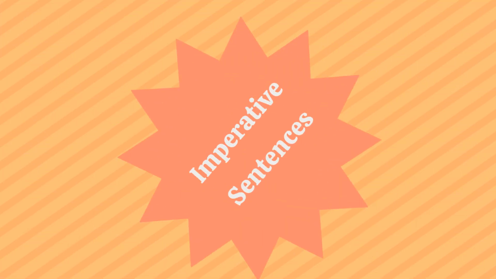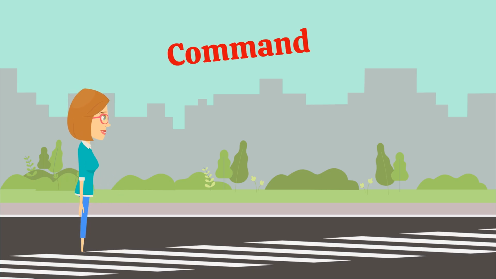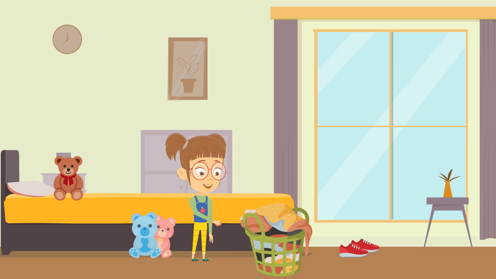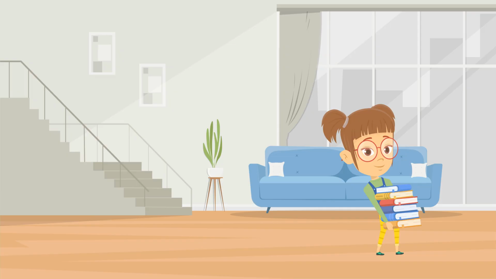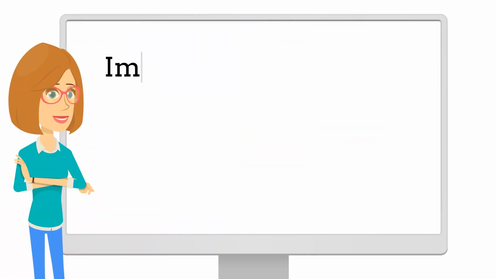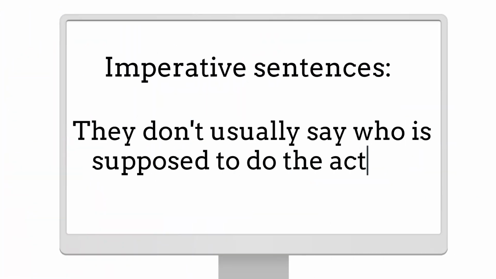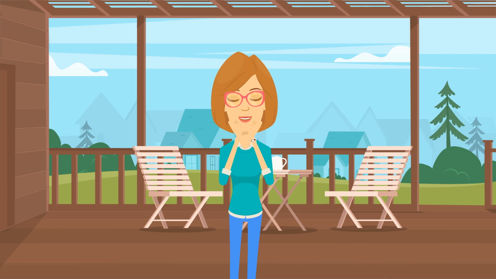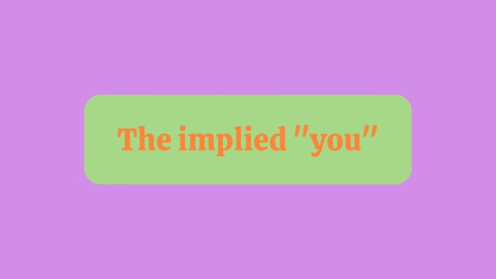Now let's talk about imperative sentences. These are the ones that give a command and tell someone what to do. Have you ever had a grown-up say, "Pick up your room," or "Put on your shoes"? Those are imperative sentences. Here's something cool about imperative sentences. They don't usually say who is supposed to do the action, but we still know they're talking about you. That's called the implied you.